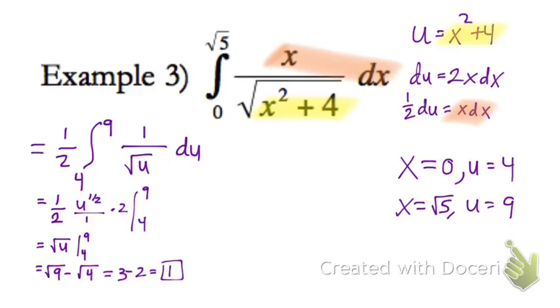Again, you could have gone through the whole u substitution process without changing my limits of integration to 4 and 9, leaving them as 0 and radical 5. I could have gone through this whole process of actually integrating, and when I got to here, I could have changed this back to be the square root of x squared plus 4, and I could have used my original limits of 0 and radical 5, and I would have gotten the same answer. But I think it's actually easier, and you probably would make fewer mistakes if you changed the limits of integration. So we'll go ahead and continue doing it this way.